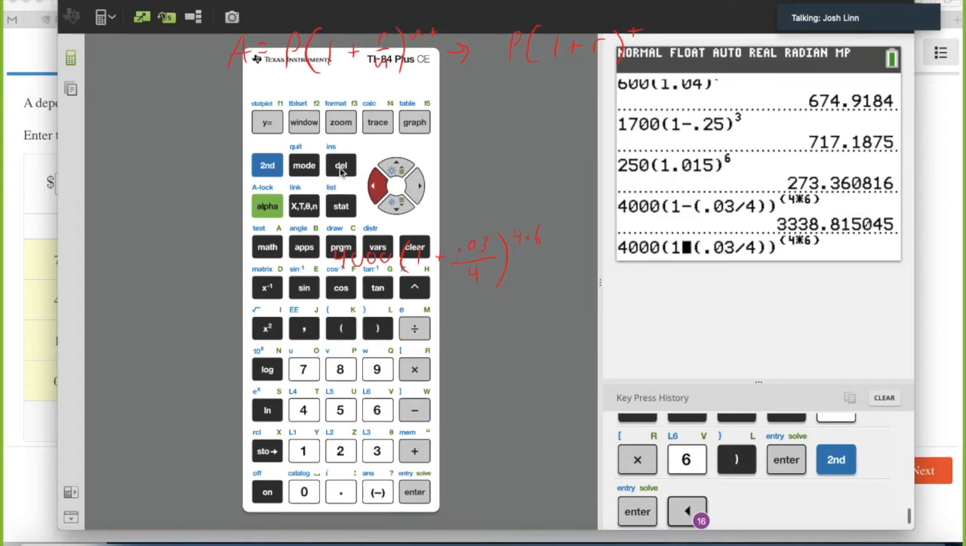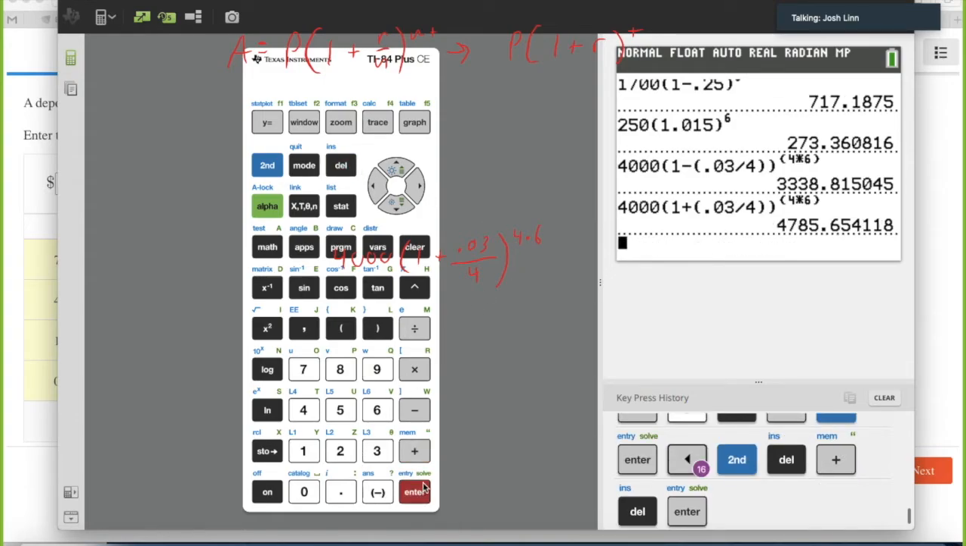I want to go change that negative to a plus. And then we're going to insert a plus, and we've got to get rid of that minus sign, so we're going to push the delete button, and we're done. There you go. That seems like a more right answer. Equals 4785. So remember, a calculator is only as smart as the person using it.